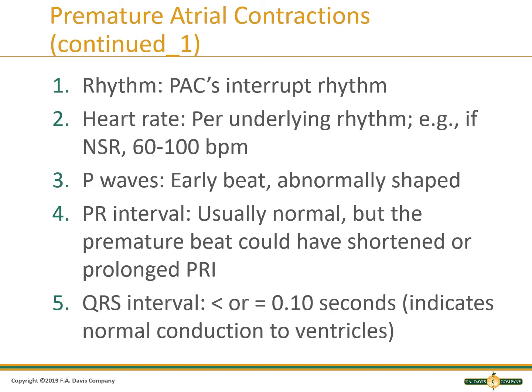So the premature atrial contractions, or PACs, interrupt rhythm. The heart rate is per the underlying rhythm. For example, if it's normal sinus rhythm, the heart rate can be from 60 to 100 beats per minute. The P waves have an early beat. They can be abnormally shaped. The PR interval is usually normal, but the premature beat could have a shortened or prolonged PRI. The QRS interval is less than or equal to 0.10 seconds, which indicates normal conduction to the ventricles.